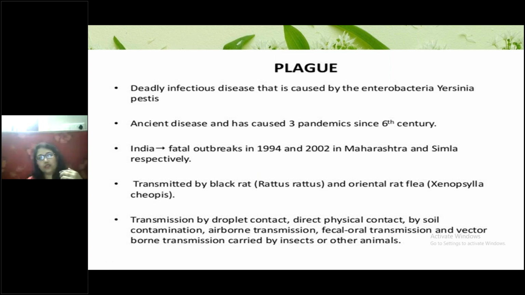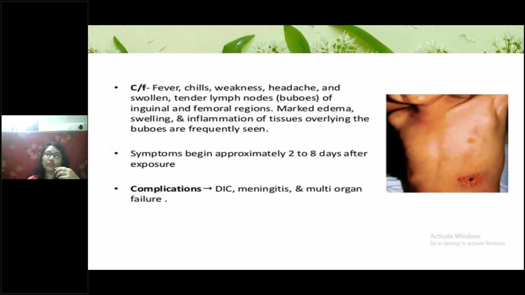And then it is transmitted by the black rat and the rat flea, that is Xenopsylla cheopis, and the transmission is by droplet contact or direct physical contact, soil contamination, airborne transmission, fecal transmission, or vector-borne transmission carried by the rat flea. So you can see here there is the lesion. So there can be disseminated intravascular coagulation, meningitis, or multi-organ failure also. The symptoms begin after about 2 to 8 days.